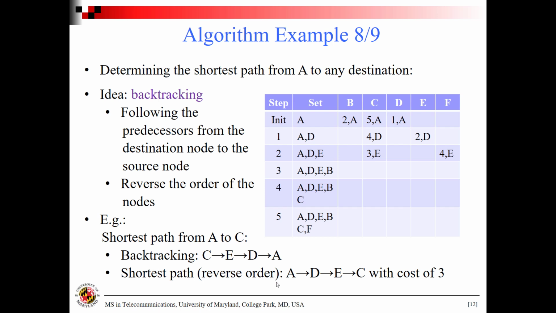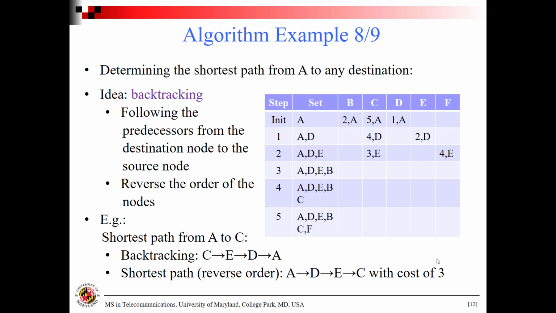Okay, so we are reversing the order. And as you can see, the last one will become the first one. So that will be the source node, and then D, and then E, and then C. So you can see that this sequence of nodes is exactly the same as this, but in reverse order. And this is basically the shortest path from A to destination C. And like I said, the cost is 3. It's very easy to see that. You just look at the best cost in the table, and that tells you the cost of that path.